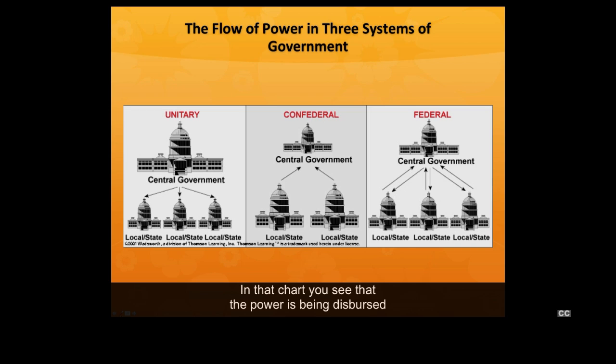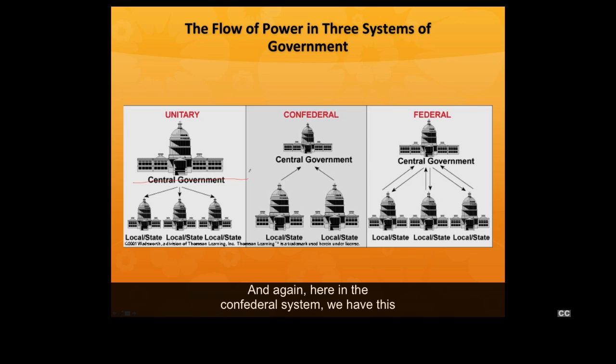In that chart you see that the power is being dispersed from the central government out, because they hold the power, and if they want to have a division of power, they can. Remember, there is this line right here, and that line is essentially the division of power between the central government and the state or local governments. And because the power flows one way, it is flowing outward from the central government, and the central government itself has the ability to distribute that to create regional governments if they want.